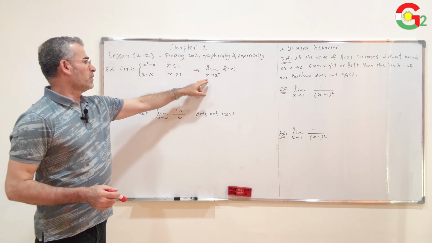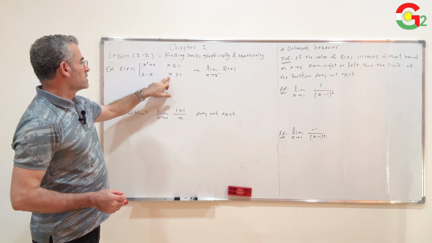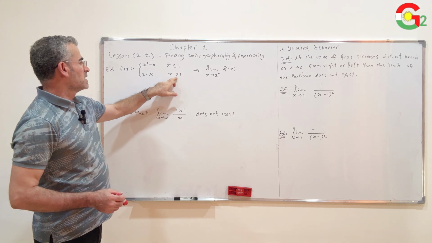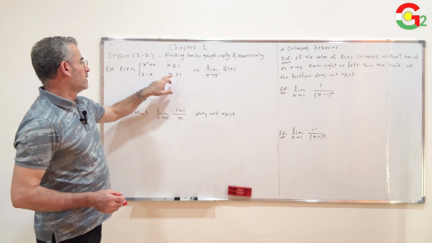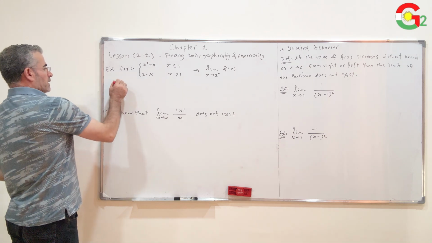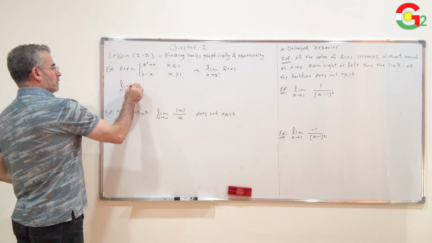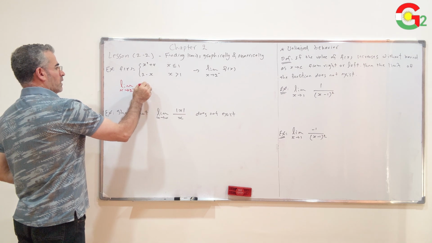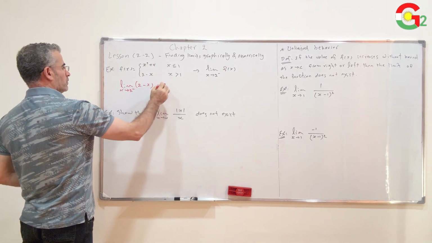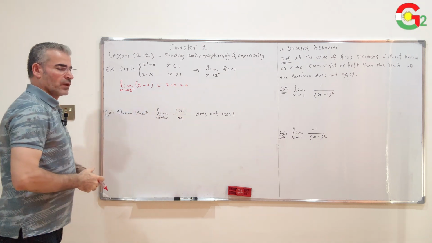X approach to 2 from left belongs to this interval since it is greater than 1. Then I substitute 2 in this segment. Limit x approach to 2 from left for 2 minus x equal to 2 minus 2 equal 0.